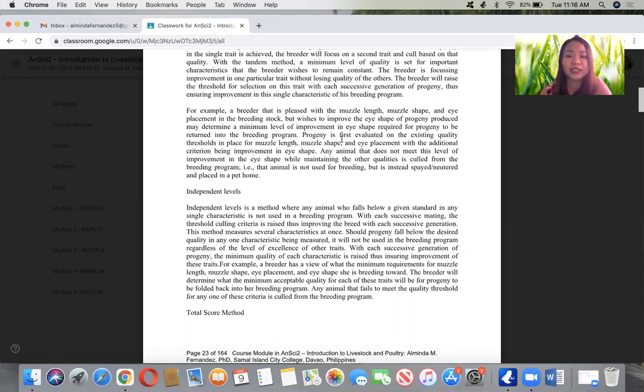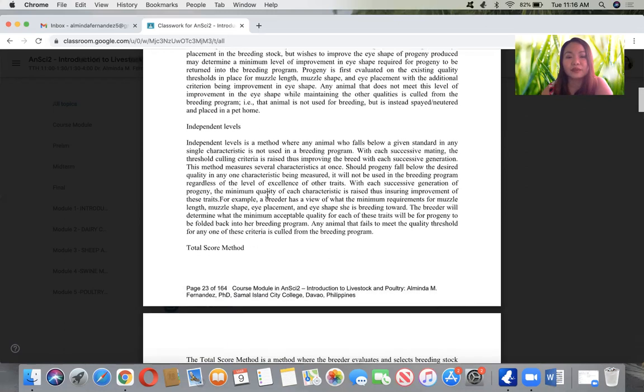So the progeny is first evaluated against the existing quality threshold in muzzle length, shape, and eye placement, with the traditional criterion being improvement in the eye shape. Any animal that does not meet this level of improvement in eye shape while maintaining the other traits is culled from the breeding program. For example, that animal is not used for breeding, it is instead spayed or neutered and placed in a pet home.